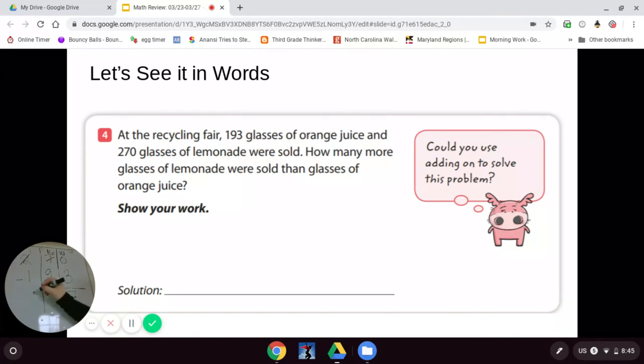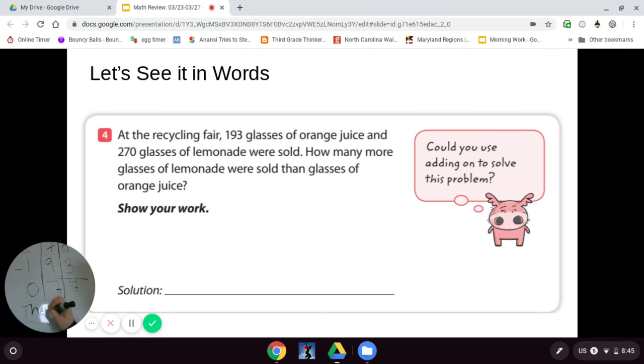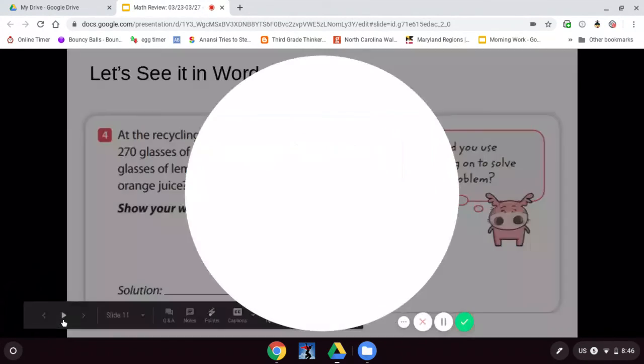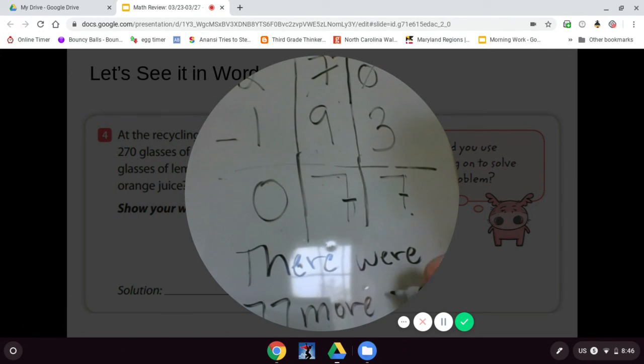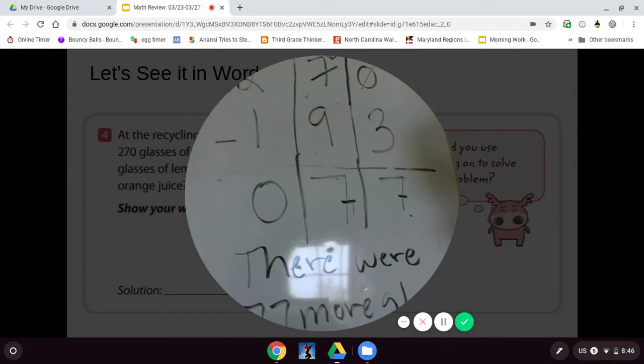100 minus 100 is going to be 0 hundreds, which means there were 77 more, may run out of room here, more glasses. Love to write my complete sentence. You'll just know I'm writing it. There were 77 more glasses sold.